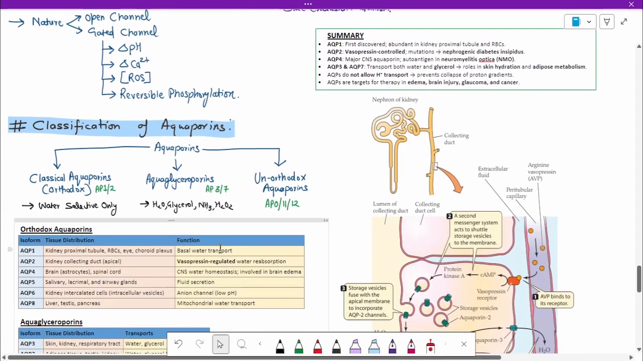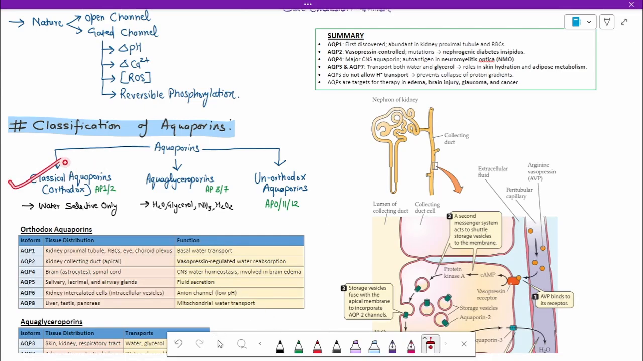Now, what is the classification of aquaporins? Aquaporins can be classified into 2 or 3 main categories. It can be classical or orthodox aquaporins. Examples are aquaporin 1 and 2. It can be aquaglyceroporins, which can transport glycerol, ammonia and some other molecules along with transport of water. The main examples are aquaporin 3 and 7. And the last one is unorthodox or non-traditional aquaporins. Examples are aquaporin 11 and 12.